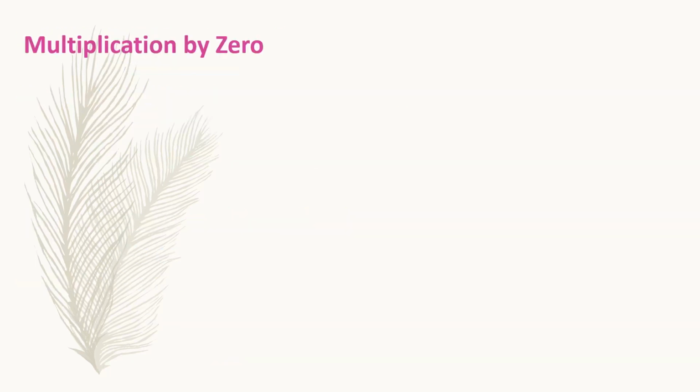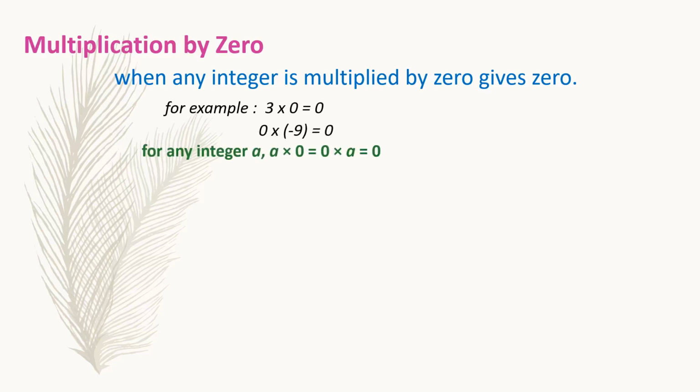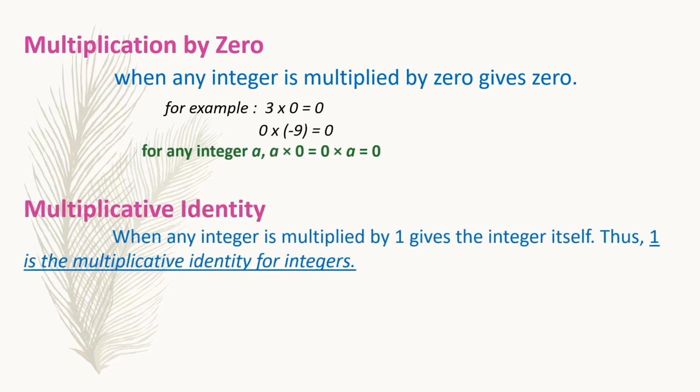Now the next property, multiplication by 0. This property says that when any integer is multiplied by 0, it will give 0. This is called the multiplication by 0 property. Next is multiplicative identity. When any integer is multiplied by 1, it gives the integer itself, and we can say that 1 is the multiplicative identity for integers.